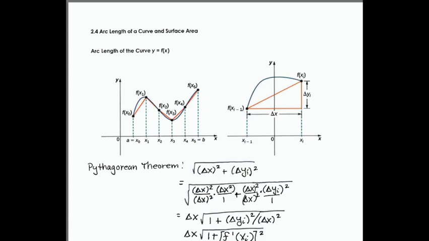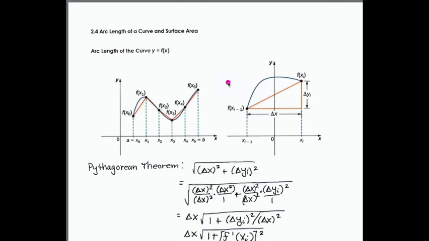In this lesson, we are going to talk about arc length of a curve, and then we're also going to talk about finding the surface area of a volume of revolution. We're first going to start talking about arc length of a curve.